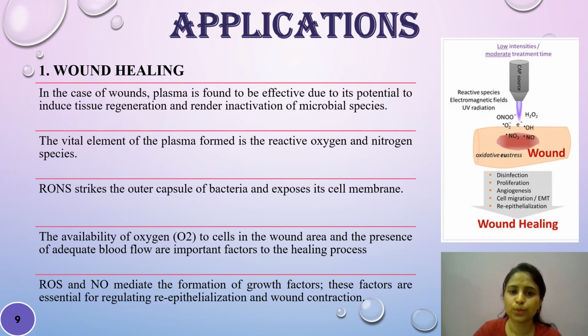In the case of wounds, plasma is found to be effective due to its potential to induce tissue regeneration and render inactivation of microbial species. The vital element of the plasma formed is the reactive oxygen and nitrogen species. ROS, also known as reactive oxygen, strikes the outer capsule of bacteria and exposes its cell membrane. The ROS is composed of radicals like oxygen, hydroxide, peroxide radical, and atomic oxygen.